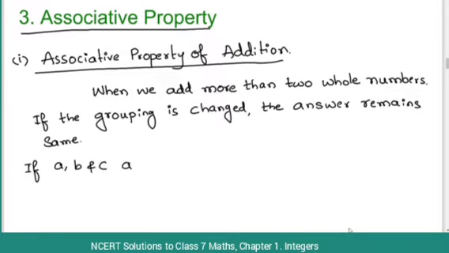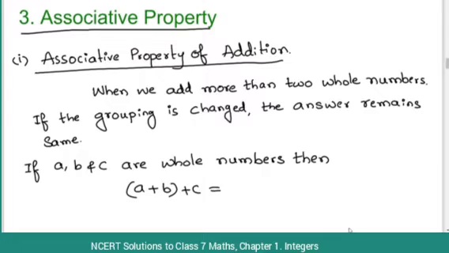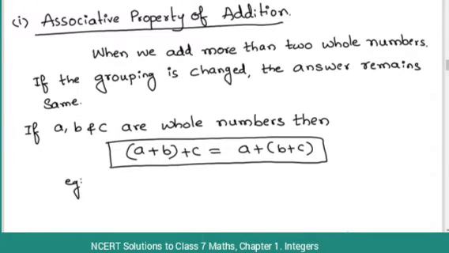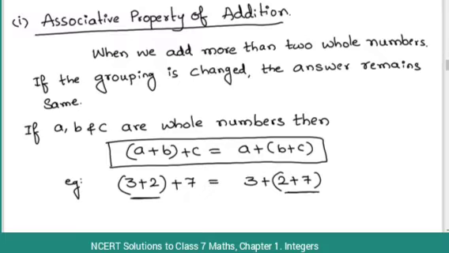If A, B and C are whole numbers, or even integers, then (A + B) + C is equal to A + (B + C). So this is the associative property of addition. I will take one example: (3 + 2) + 7 is equal to 3 + (2 + 7). So both answers will be the same.